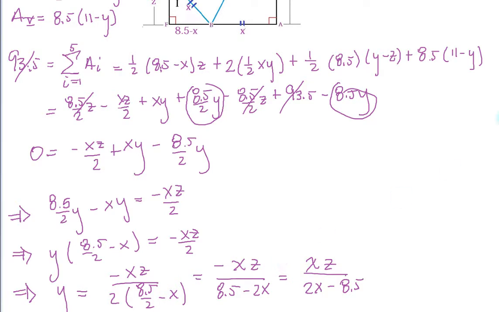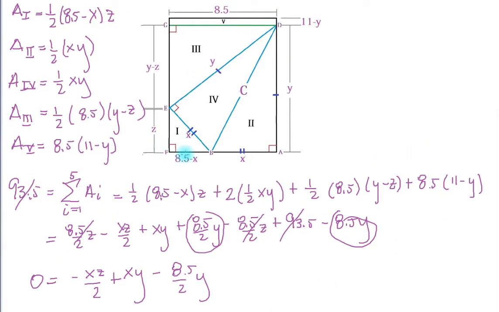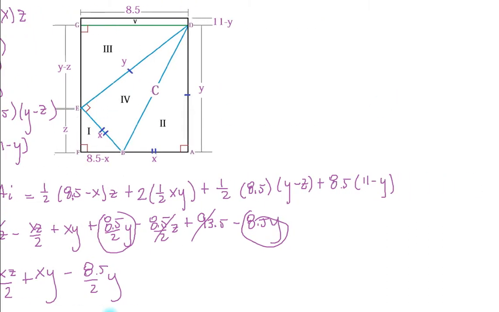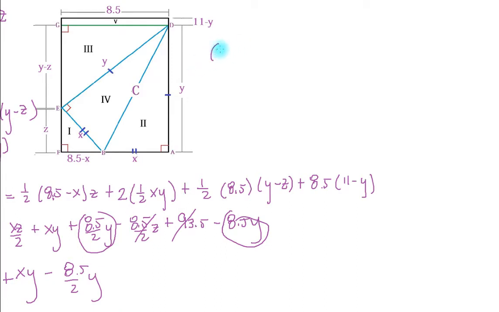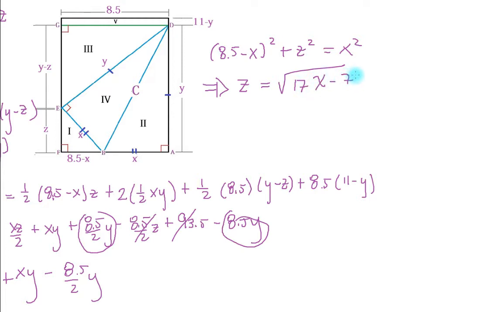Let's go back to what is z. Now, in the other exercise, we found z through this triangle using the Pythagorean theorem, right? So let's do the same thing. We have 8.5 minus x squared plus z squared equals x squared. And if you watch the other video, we have that z equals the square root of 17x minus 72.25.